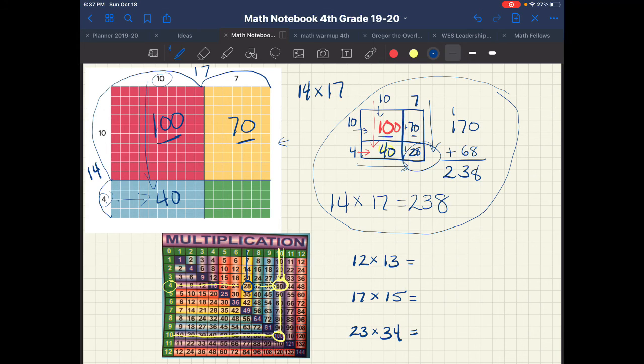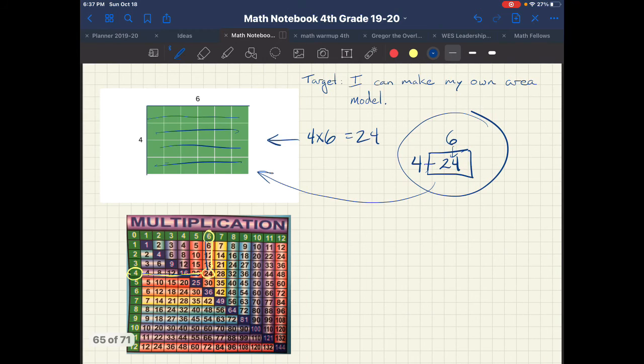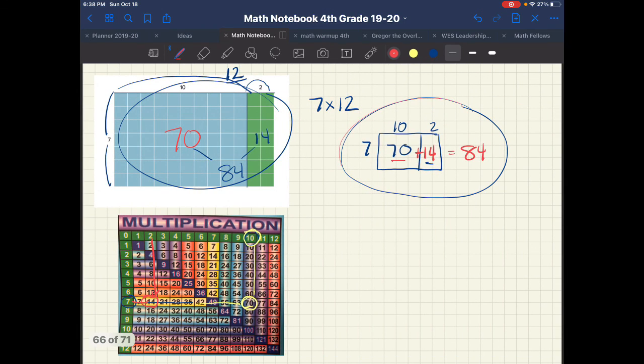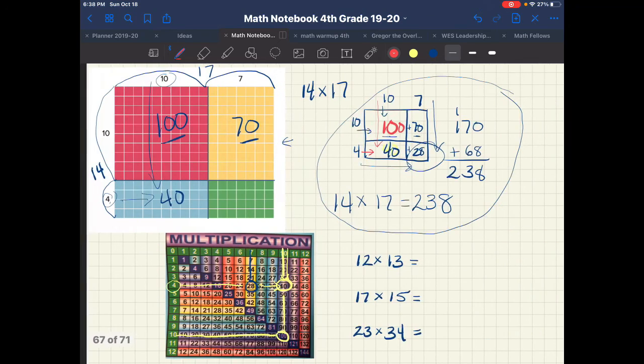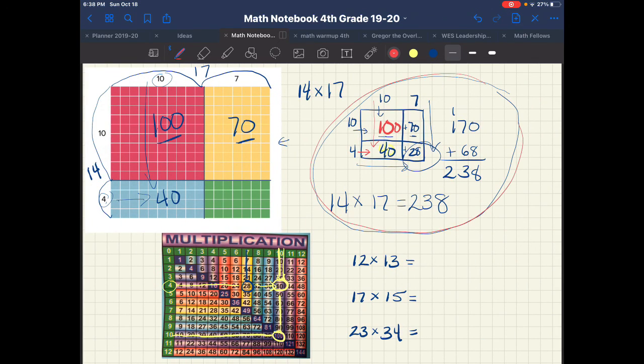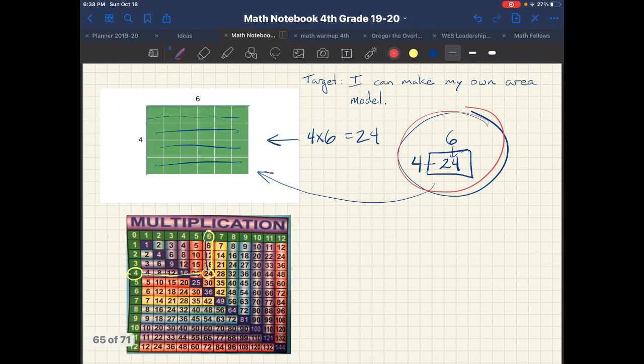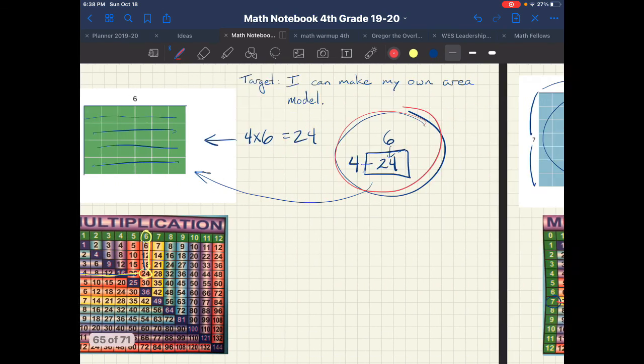So you should have a paper to turn into your teacher that has the area model for 4 times 6. It will look just like this. That should be on your paper. You should have this area model on your paper. And then you should have 3 more that you have made your own: 12 times 13, 17 times 15, 23 times 34. That's your success criteria to show that you understand the target, which is make my own area model.